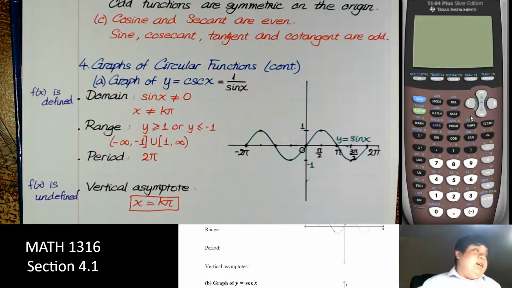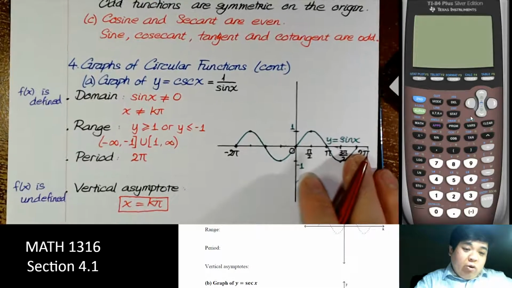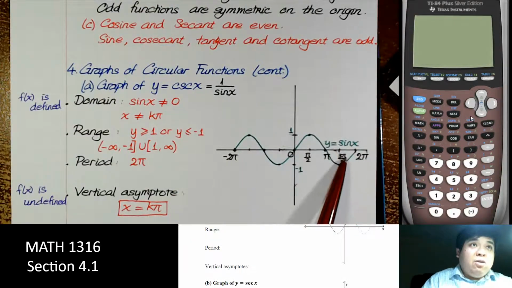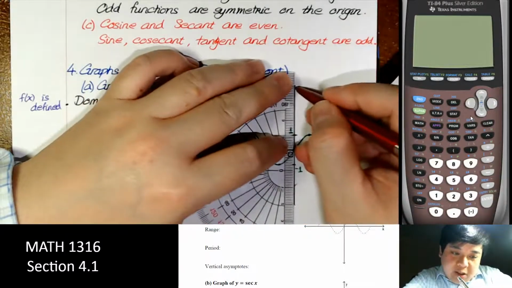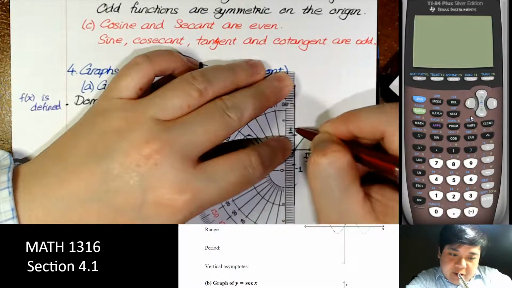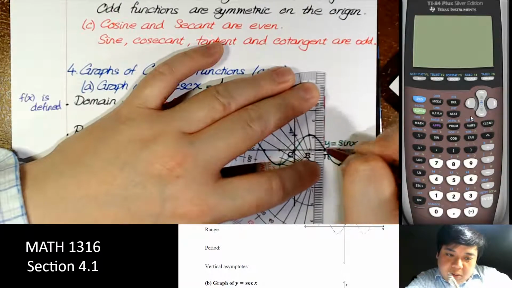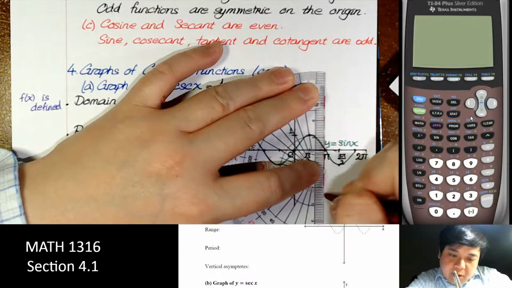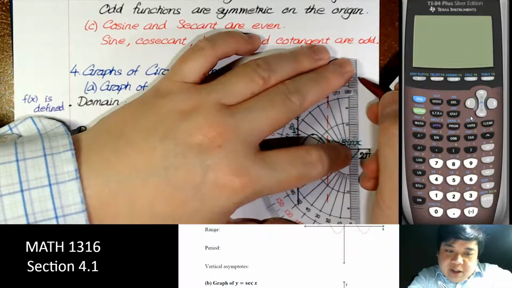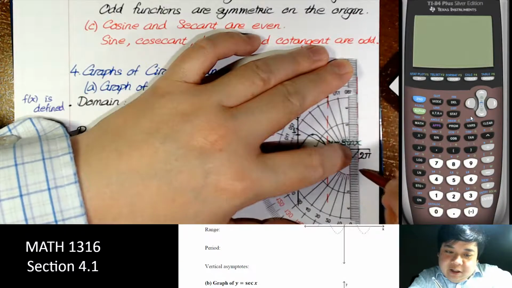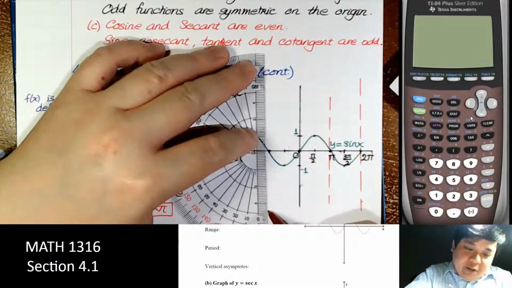But in terms of the graph, it's pretty simple. What we have is we always have to graph the reciprocal function. Graph the sine x first. Wherever it is equal to 0, there will be the vertical asymptotes. So just write, when it is equal to 0, vertical asymptote.